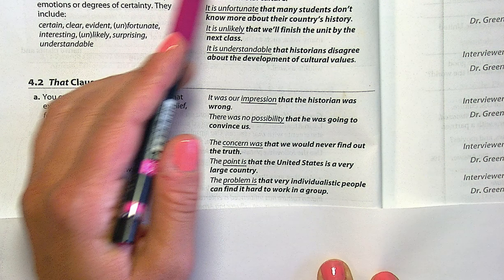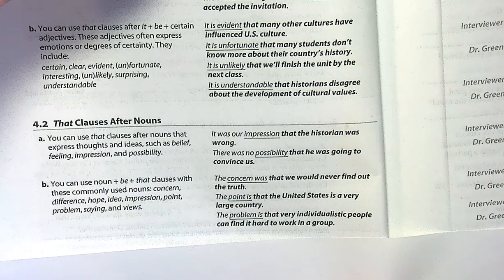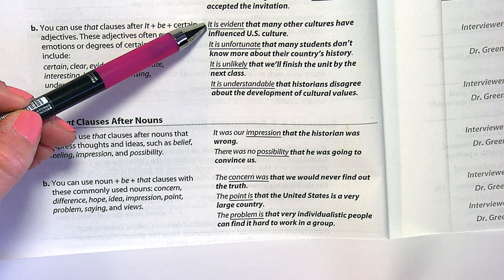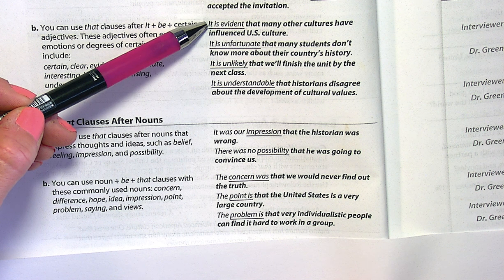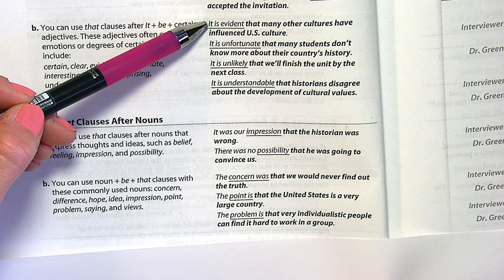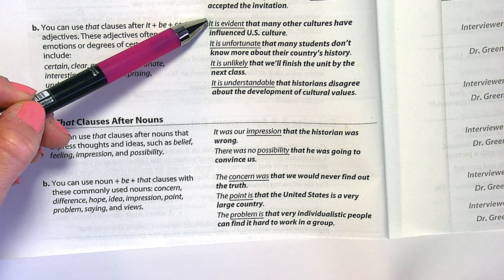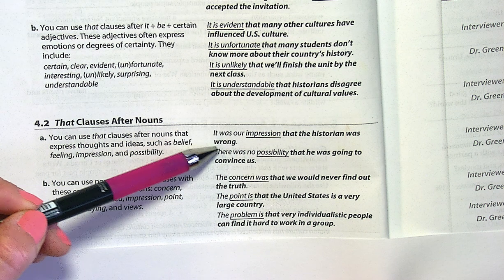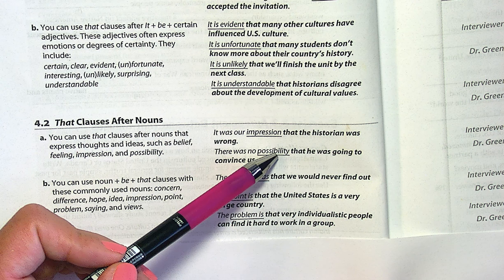This type of grammar is especially important in our formal writing, in our essays, because in academic writing we do not want to use the word "I." So in order to give our opinion about something, and at the same time avoid personal pronouns like I, me, my, we can use these general statements like "it was not possible that" or "there was no possibility that."